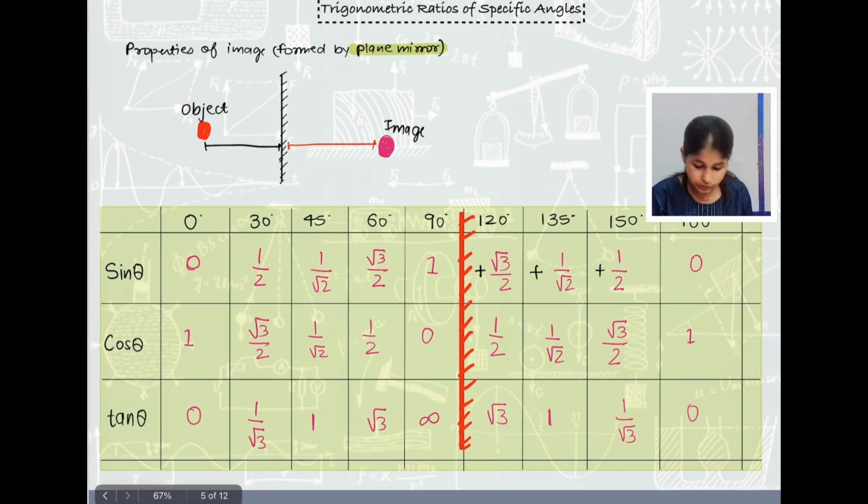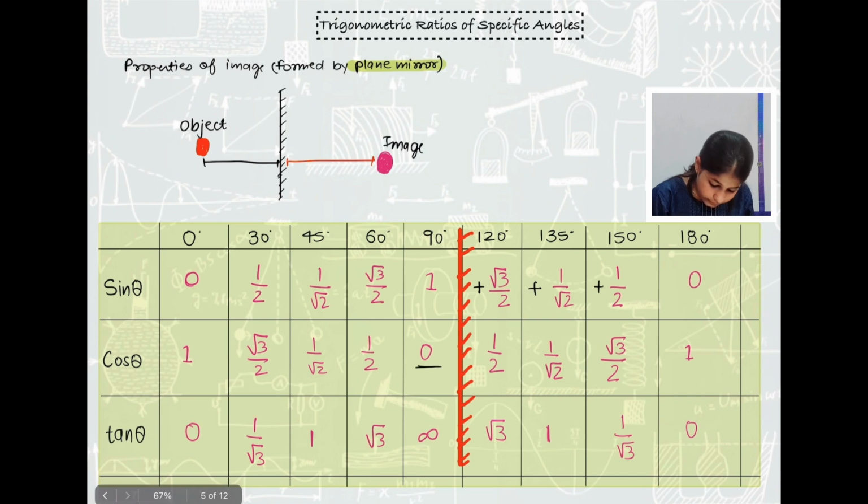0 is neither positive nor negative. Now cos theta: our last value was 0, and the value after 0, not the value before 0, will simply be negative. All will be negative. After infinite, it will be the same as negative, and 0 is neither positive nor negative.